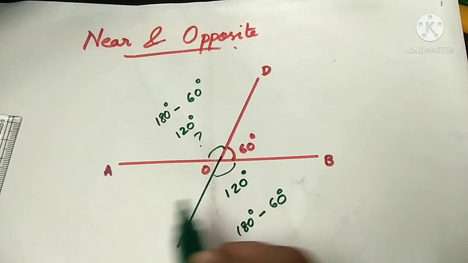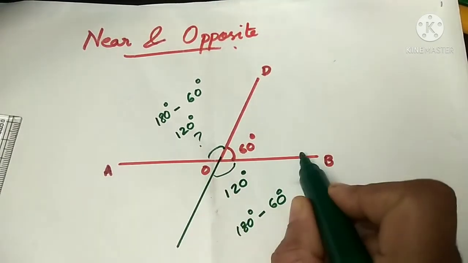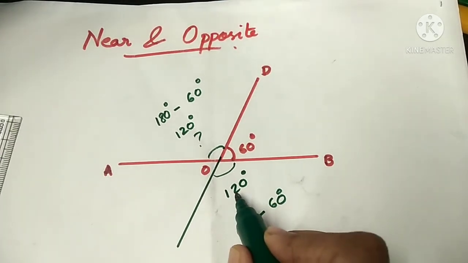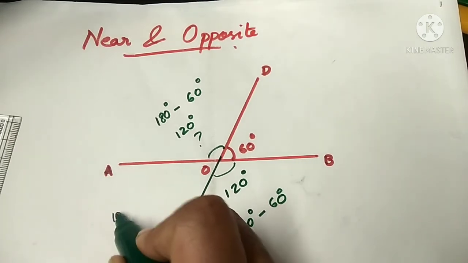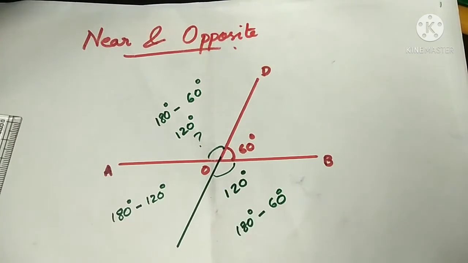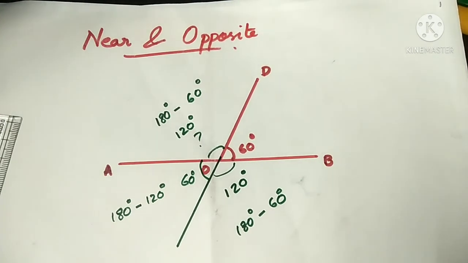Now look into these two angles. These two angles are a linear pair because they lie on a straight line. So when we add these two angles, we will get 180 degrees. So to find this angle, we just need to subtract this 120 degrees from 180 degrees. 180 degrees minus 120 degrees. The answer is 60 degrees. So this angle is 60 degrees.